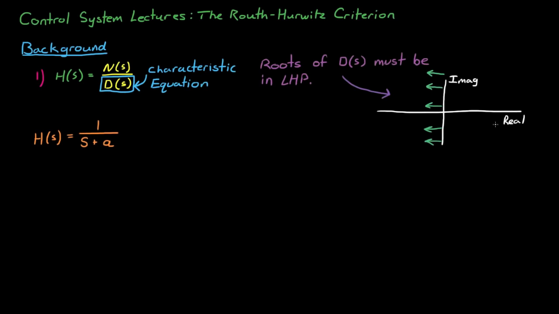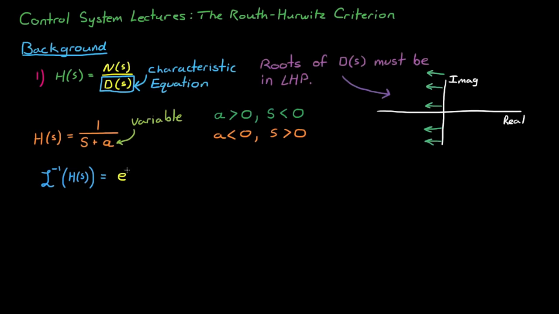I'll briefly explain why that is right now by looking at a transfer function with a single pole, 1 over s plus a, where a is a variable and it can either be positive or negative. In this case, the root of the characteristic equation is s equals negative a. So when a is positive, s is negative, and when a is negative, s is positive. Now we can take the inverse Laplace transform of this transfer function to get the time domain representation. And this is e raised to the root times t, and you can either write the root as negative a or s, whichever you prefer.